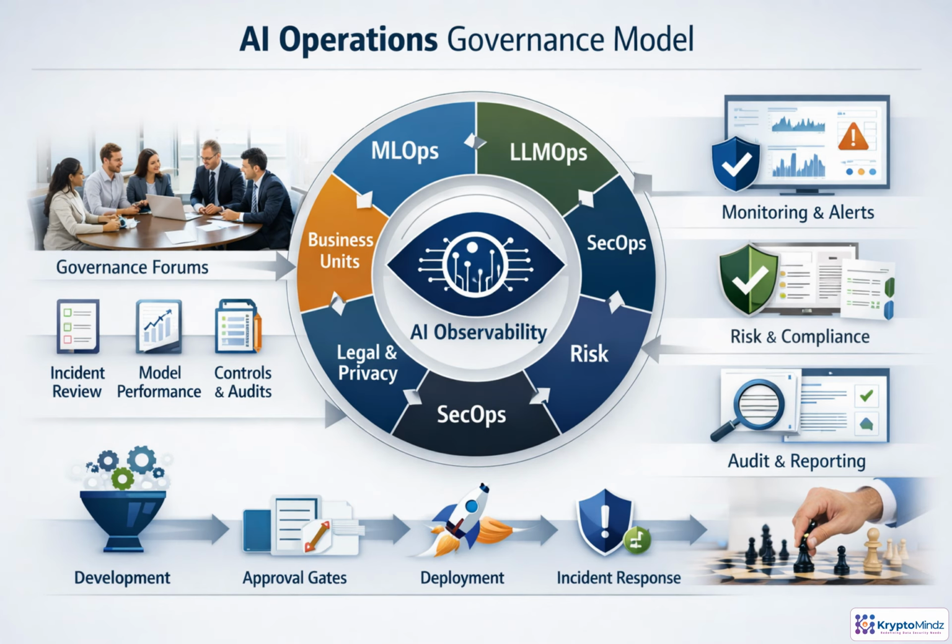Observability becomes durable when it is tied to governance, not left inside engineering alone. Product teams, model owners, data owners, security, risk, compliance, privacy, legal, and business leaders all need defined responsibilities. Governance forums turn telemetry into decisions, reviewing incidents, assessing model performance, verifying controls, approving changes, and documenting exceptions. The key is evidence. Monitoring data should support audits, risk acceptance, release gates, and continuous improvement across the full AI lifecycle.